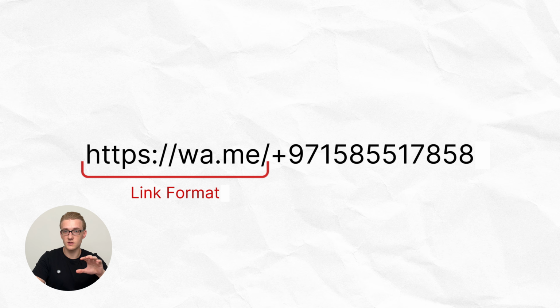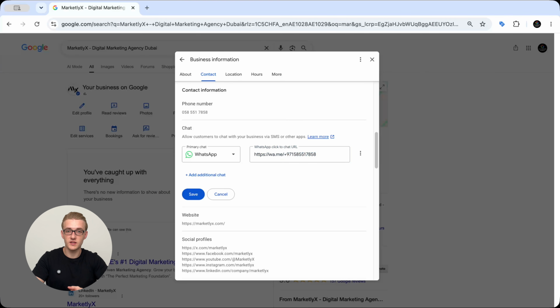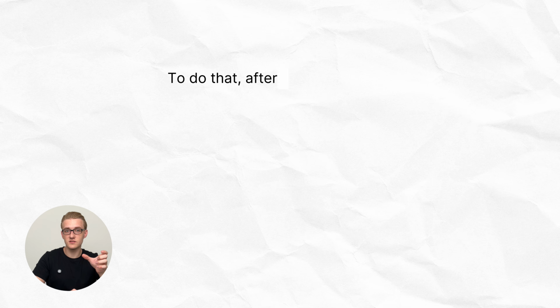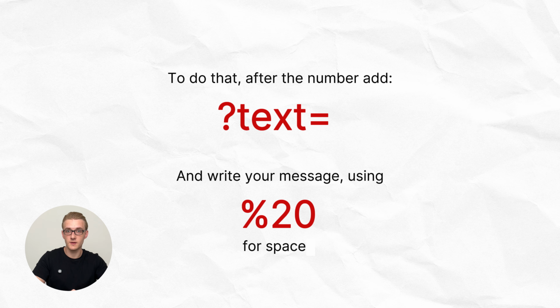This is the format. So for example, if your number is your UAE number, starting with +971, it would look like this. You can also have a pre-filled message that opens automatically when someone taps the link. So for example, you could have it say, "Hi, I would like to get a quote." To do that, after the number, add this and write your message using this 4 spaces.